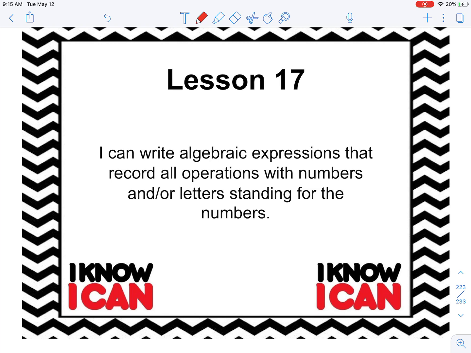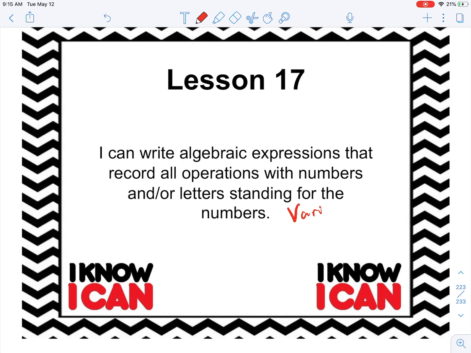Today we're going to start off with lesson 17. This is more than likely going to be our last lesson of the school year, so I hope that's exciting. The objective for today is I can write algebraic expressions that record all operations with numbers and or letters standing for numbers. And we all know that letters that stand for numbers are called variables.